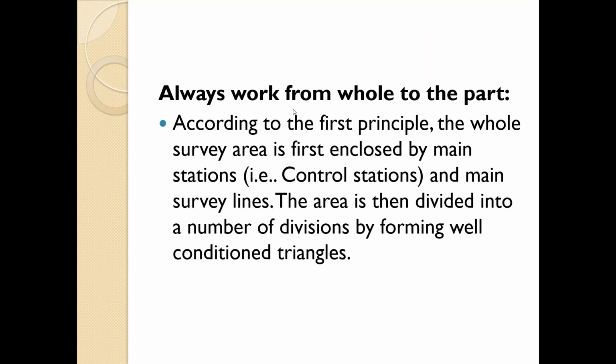So first, always work from whole to part. According to the first principle, the whole survey area is first enclosed by main stations, that is control stations, and the main survey lines. The area is divided into a number of divisions by forming well-conditioned triangles. It is similar to how we eat our meal. First, we take on the plate all the dishes we want, and then one by one we finish all the dishes.